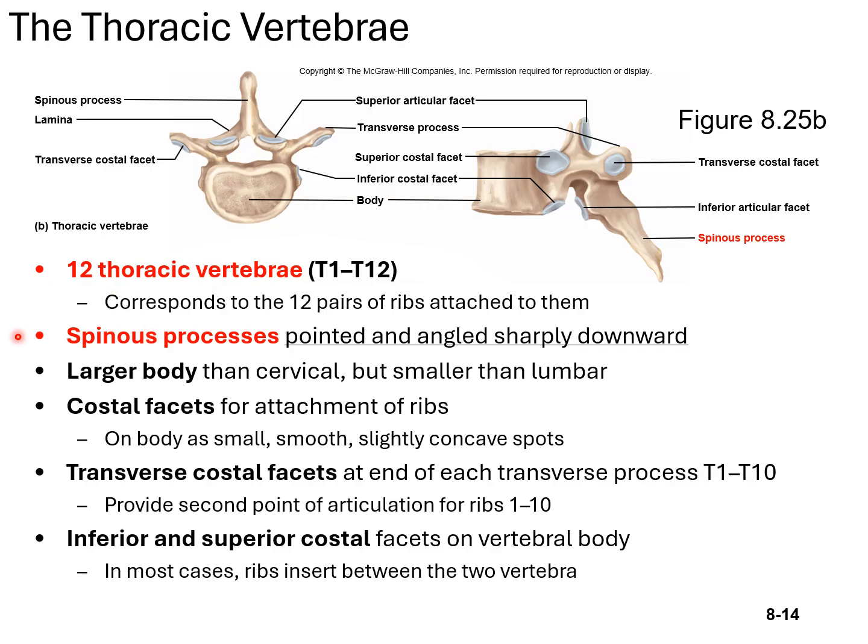Thoracic vertebrae have a spinous process that's pointed and angled sharply downward. So the spinous process points down. And if you don't think that, feel in your upper back, you don't have these pointing straight back, you have them pointing down.